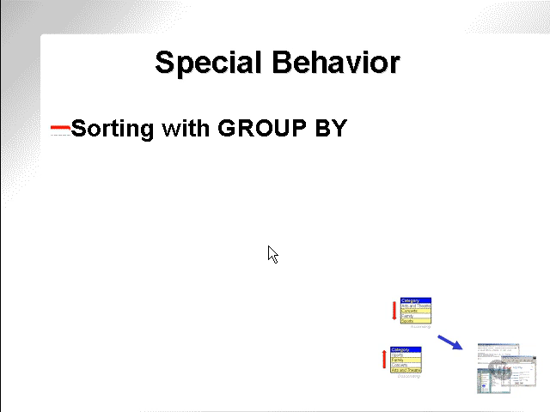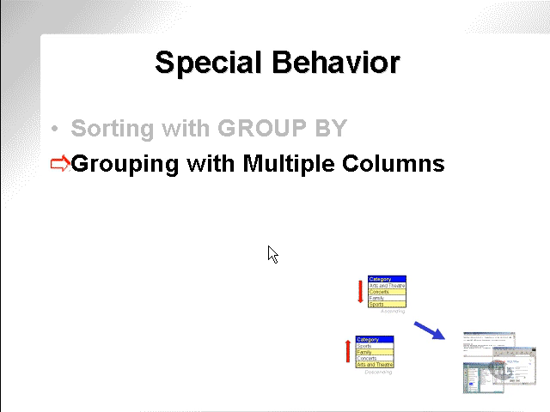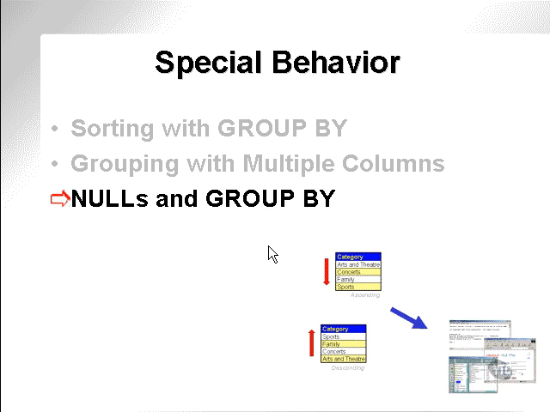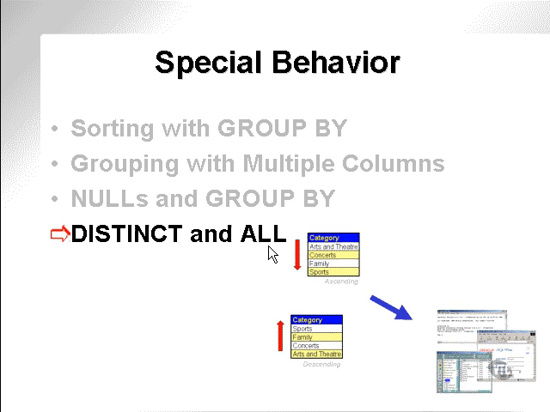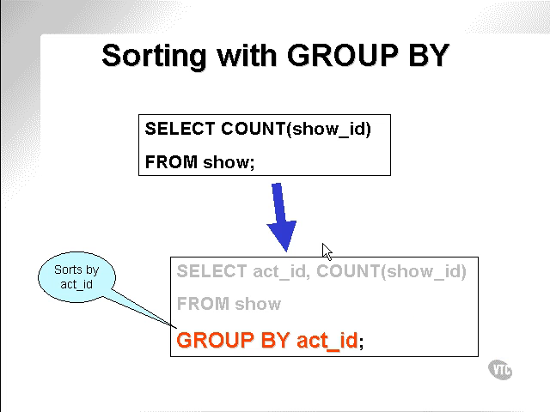Special behavior of the group by clause. We're going to look at how the group by sorts, how we can actually group on multiple columns, how nulls behave with group by, and the use of the distinct and all clauses. Sorting with group by. Here I have a query that simply selects the count of all shows from the show table. It will give me a count of all the shows.